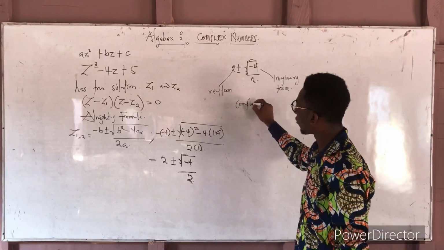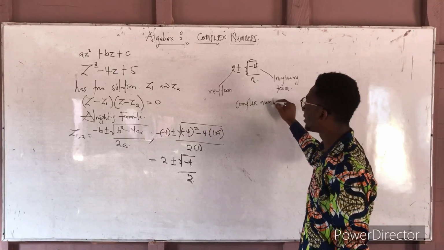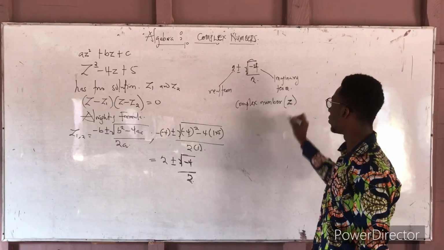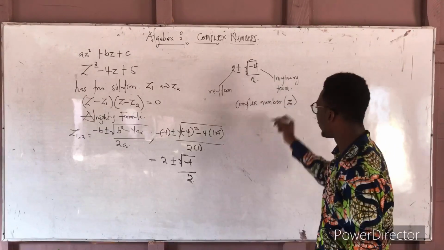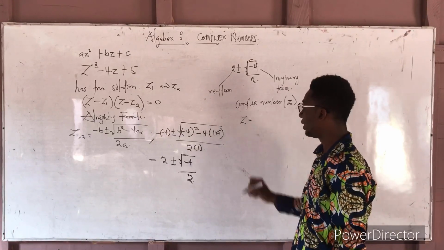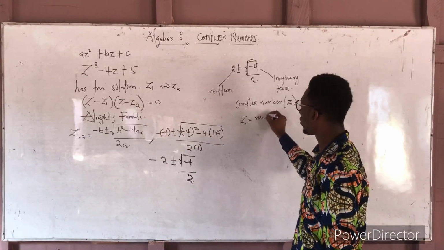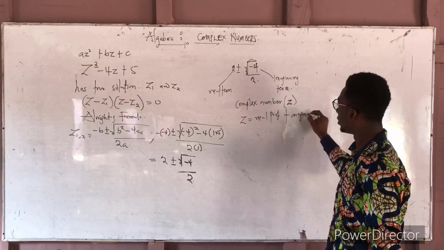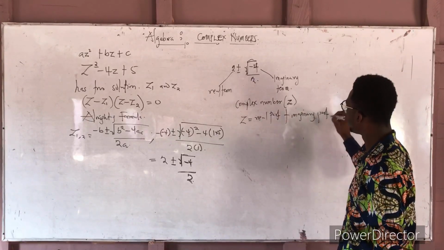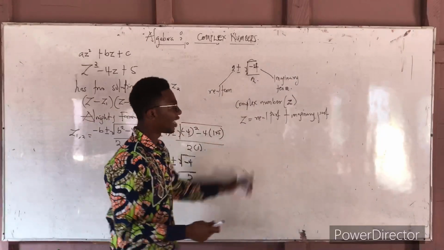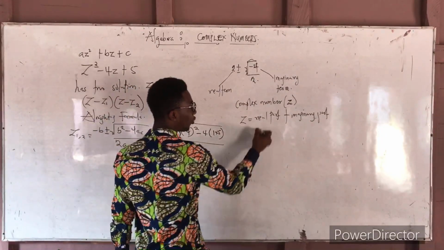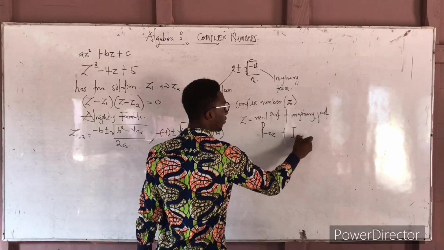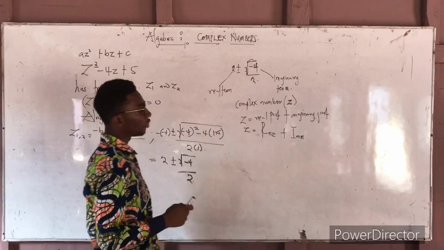A complex number has a conventional representation, normally represented by the letter z. A complex number is simply the summation of a real part and an imaginary part. Anytime you sum a real part and an imaginary part together, you get what we call a complex number. The real part is represented by Re z, plus an imaginary part, which is Im z, and it will give you a complex number.